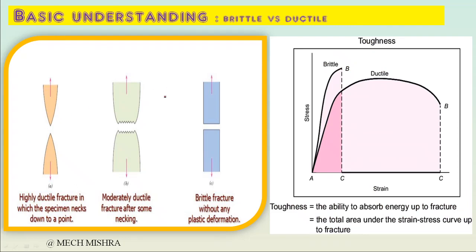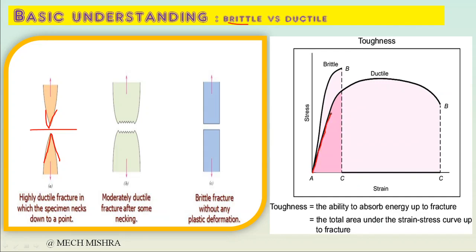Now we will understand ductile versus brittle. When we do this tension test, meaning we apply tension to a piece of wire or a rod, if the material is ductile, it will break like this. It will first expand, then at the end it will break. So for ductile, the stress versus strain curve goes like this.